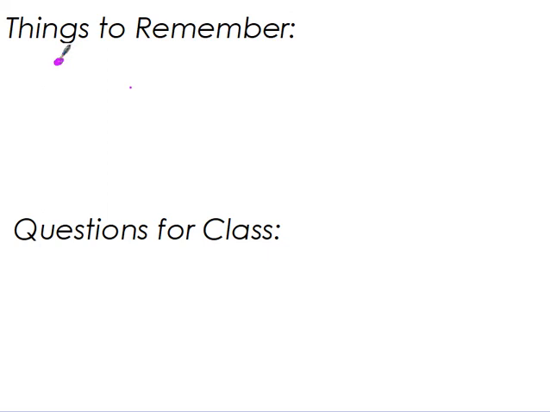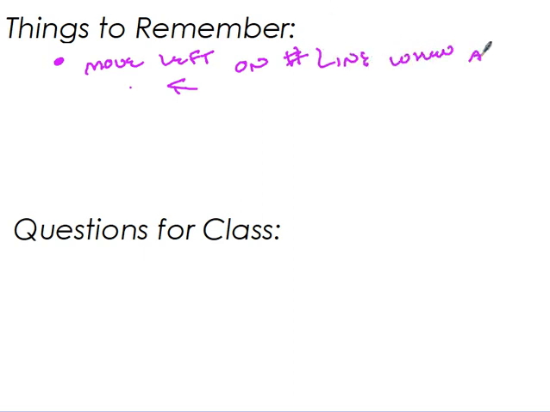Now, just jot down a couple things to remember. A couple things that I think are important to remember: move left on the number line. We can draw an arrow. Move left on number line when adding a negative number. That is an important thing to remember, because when a lot of people see an addition sign, they automatically think they move right. But if you're adding a negative number, you have to move left on the number line.